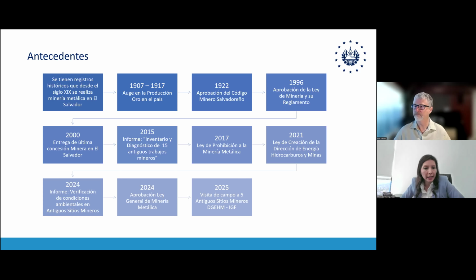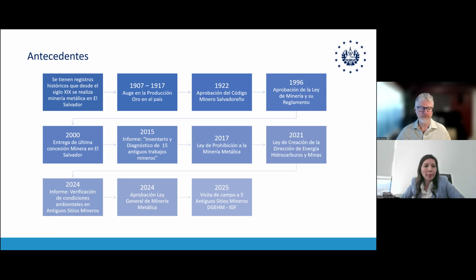In 2015, we did a report that gathered all the information on these abandoned sites, because there was not an orderly exploitation from the very beginning, and therefore some mines were abandoned. In 2017, the government, as a country, did not know how to do this remediation work, and therefore metallic mining was forbidden. El Salvador is the only country in the world with this prohibition. In 2021, we created the Directorate of Mining and Oil Industry Energy.